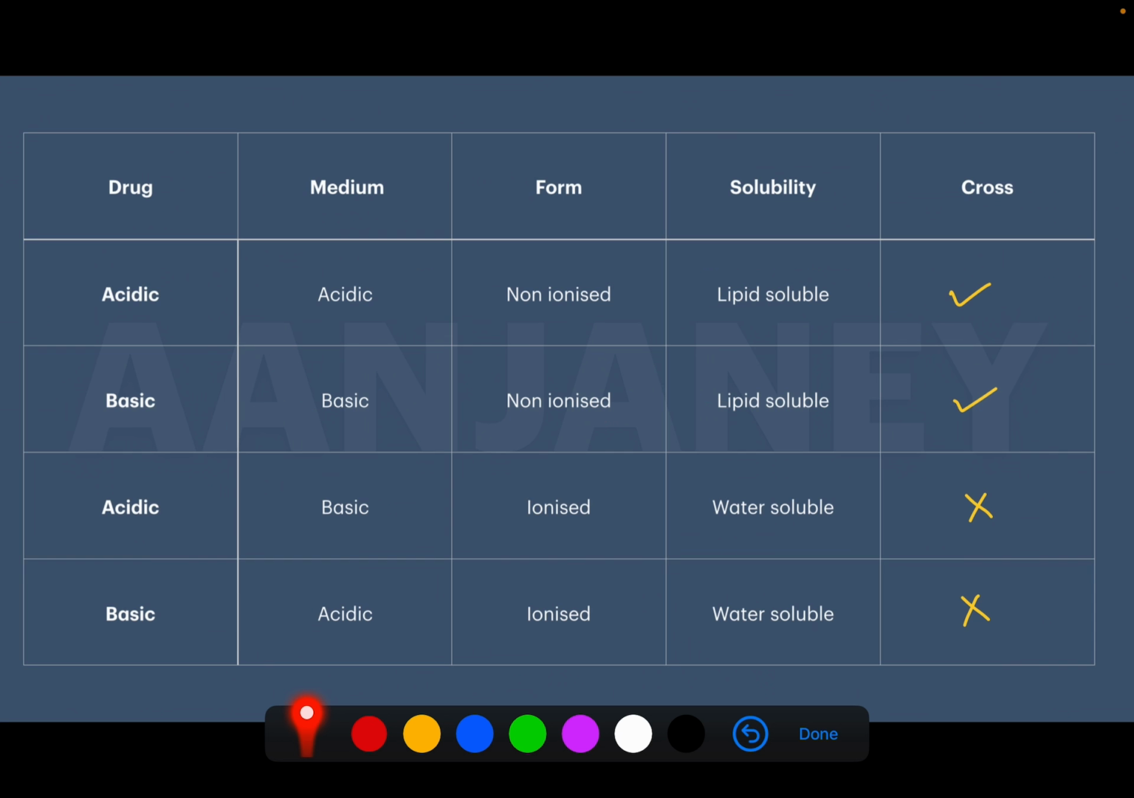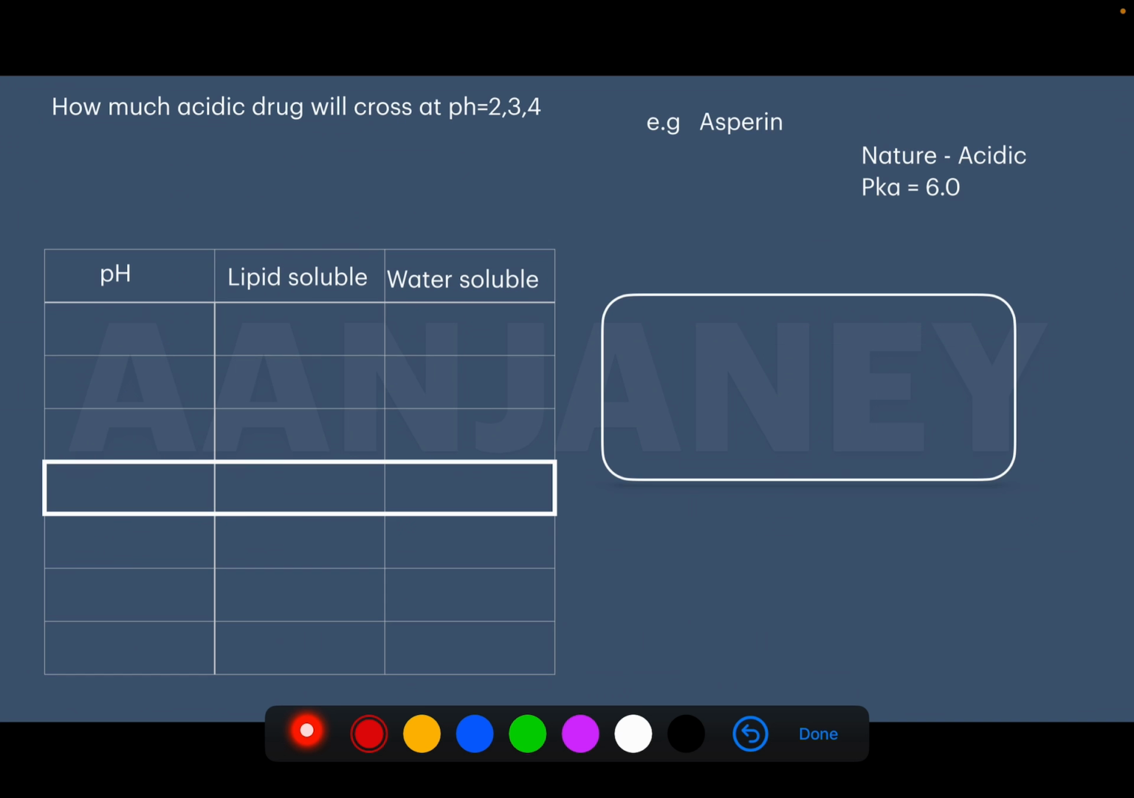We'll study it in an upcoming session. So when the medium of the drug and the surrounding medium are the same, then it is lipid soluble and crosses the membrane. When the medium is different, it is water soluble and does not cross the membrane. Done.